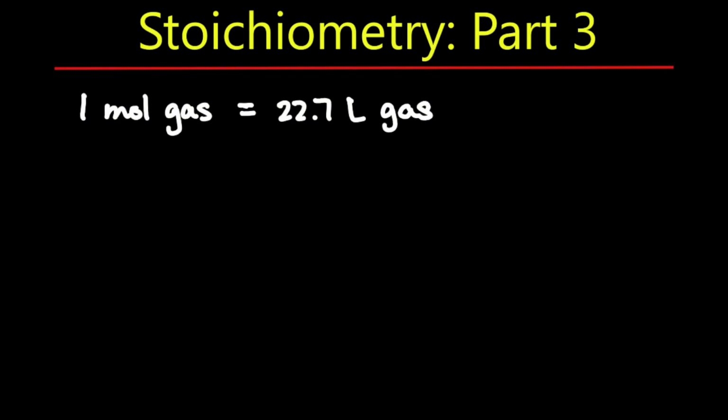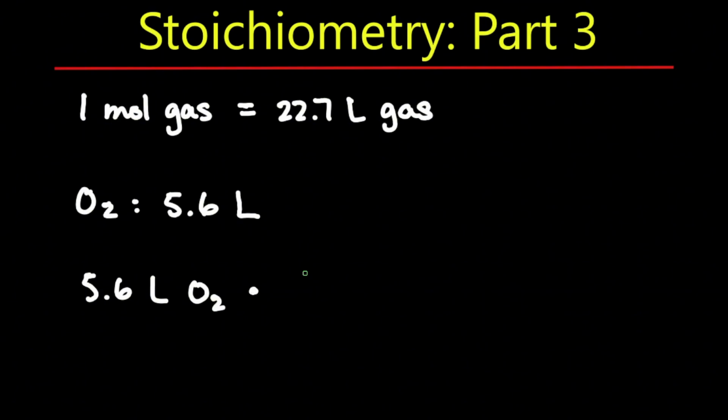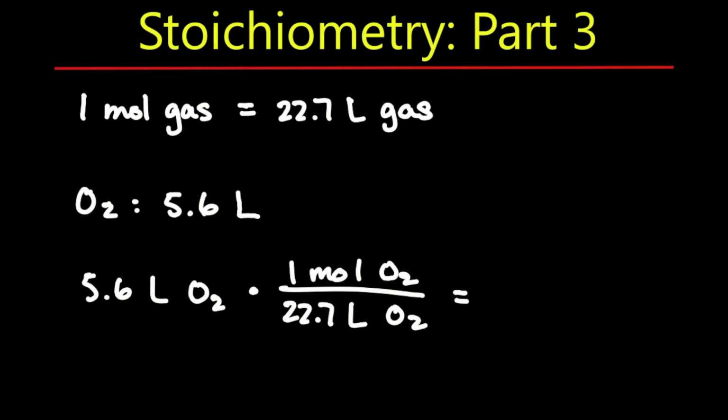Let's try a simple question first, just to get ourselves used to this conversion. A sample of oxygen takes up 5.6 liters at STP. How many moles of oxygen is there? This should be a quick and simple calculation. We take 5.6 liters of oxygen and we convert it using 1 mole of oxygen per 22.7 liters of oxygen. And the answer should be 0.25 moles of oxygen.